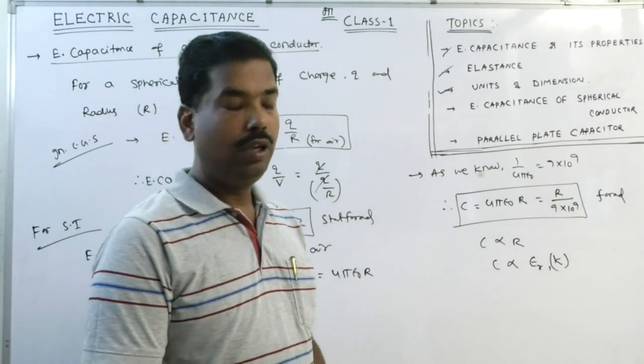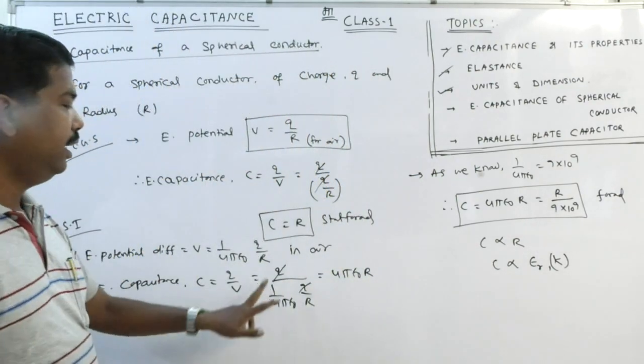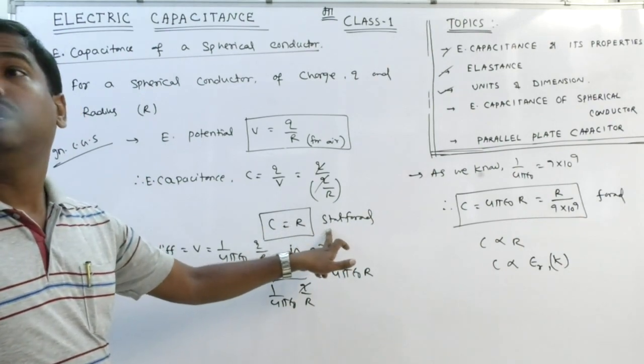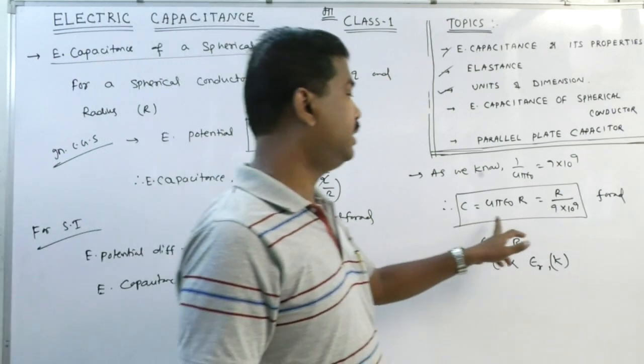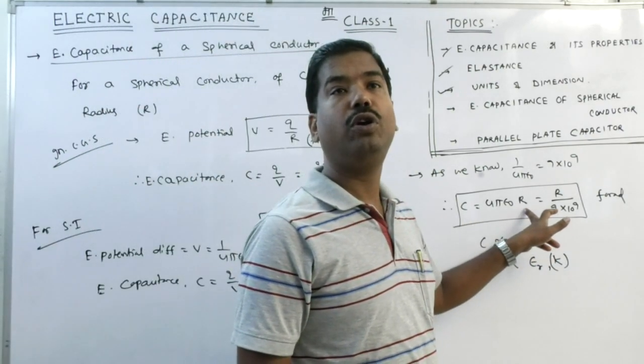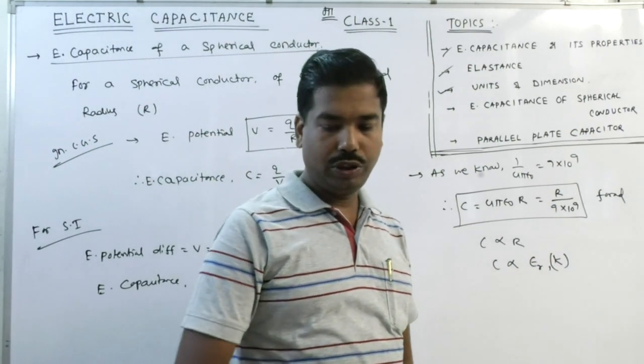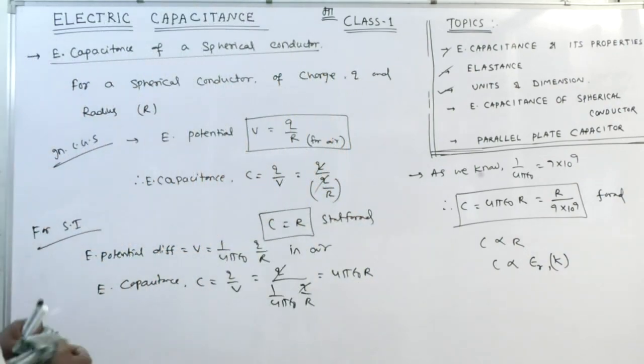Clear? Now the point is, sir, in the CGS system the capacity is numerically equal to the radius, while in the SI system it is 4 pi epsilon 0 R. Clear? Some questions related to it.